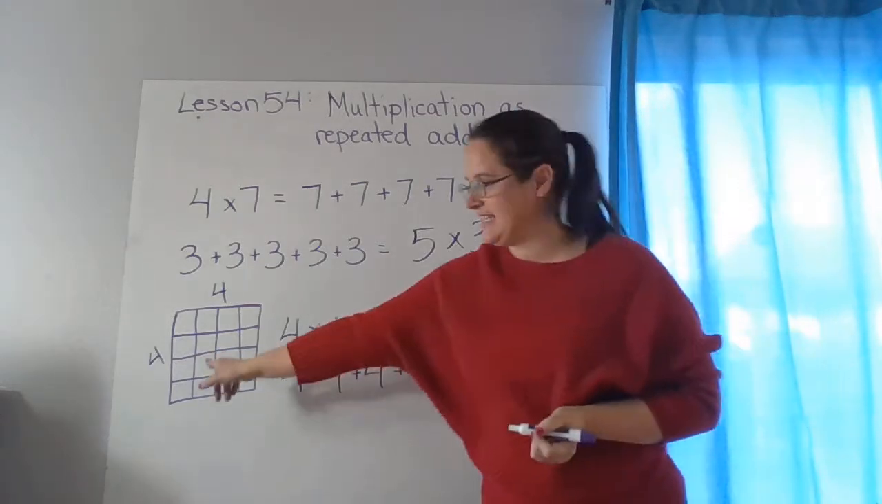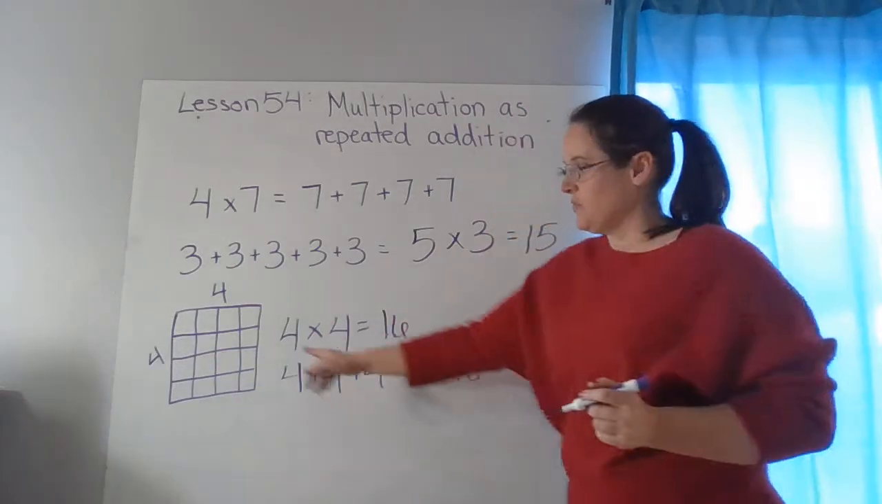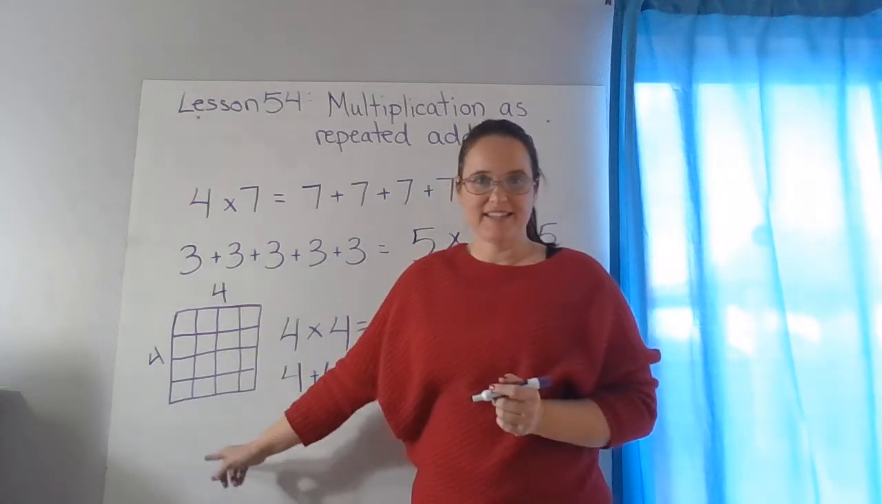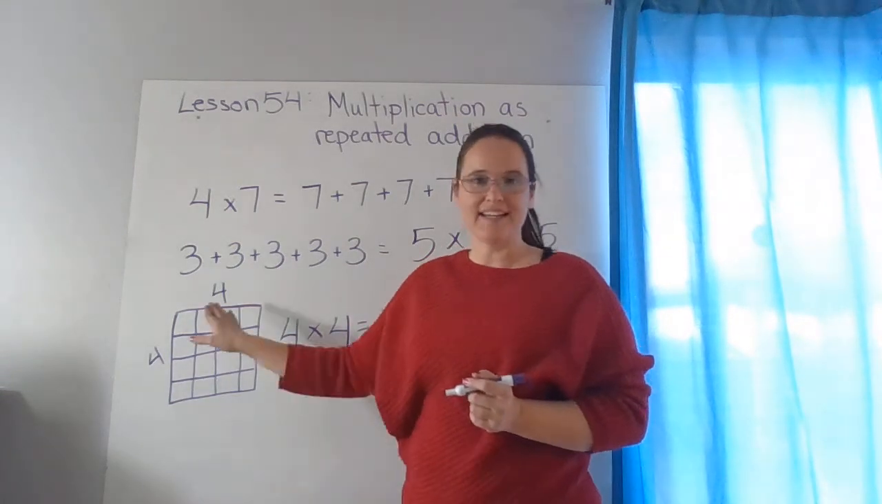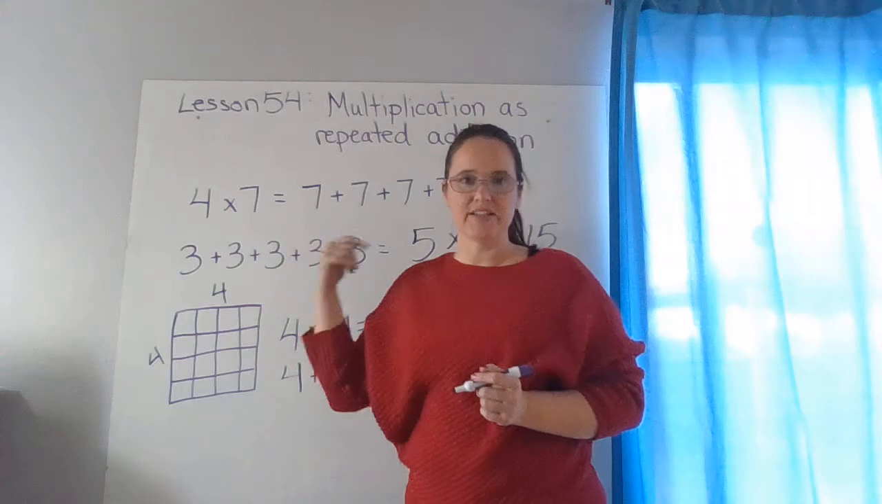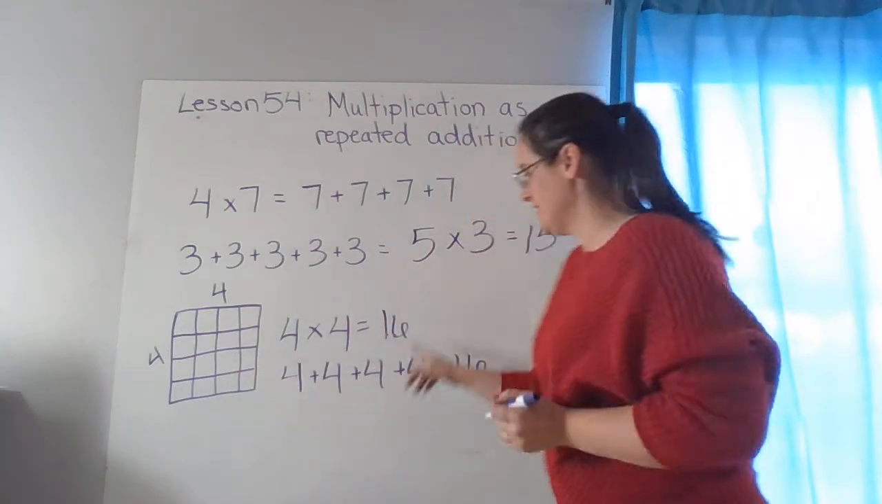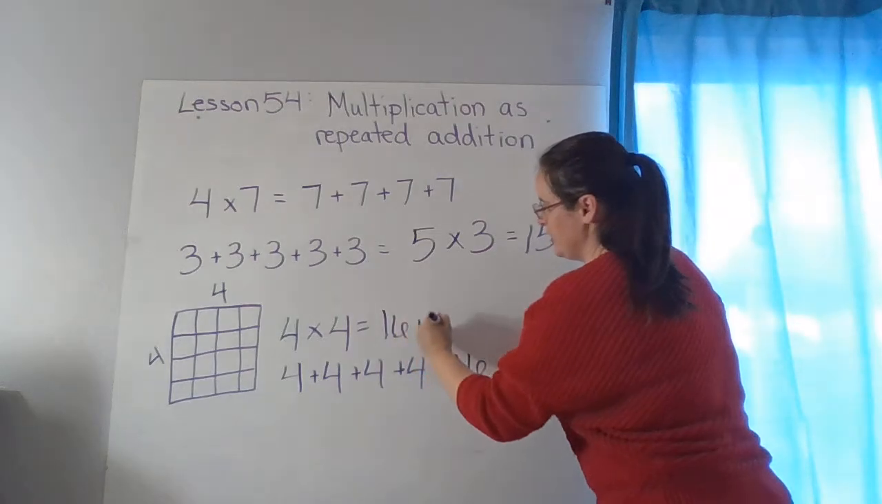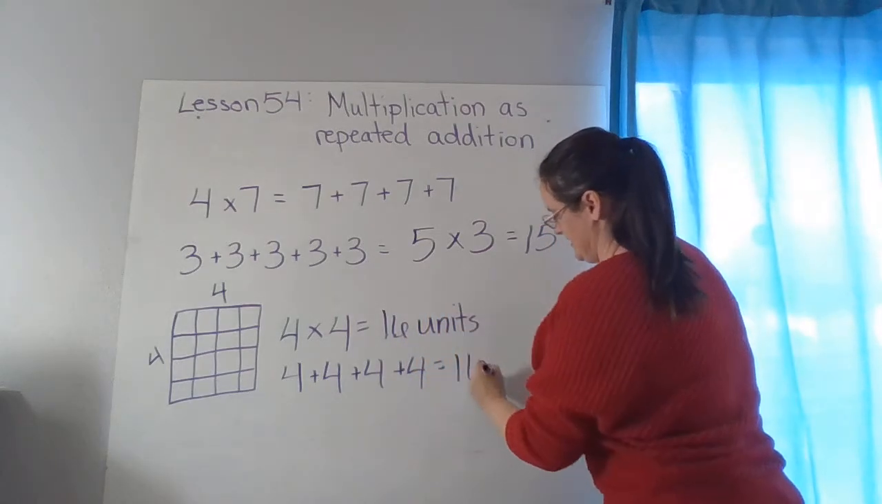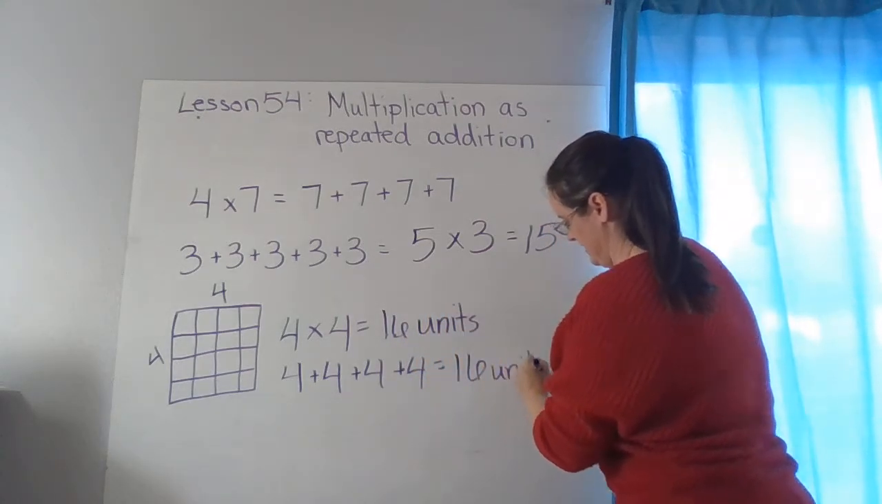I have 16 squares. So when we're talking about something like this, these little squares, since I didn't specify if they were inches or centimeters or feet, we just call them units. So I would say 16 units. Okay.